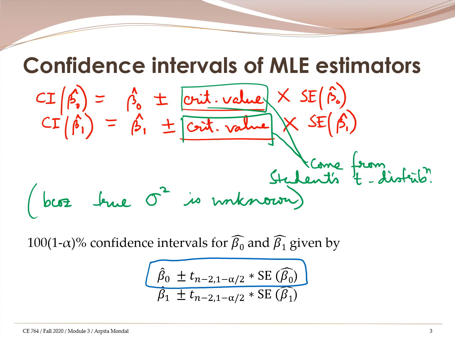So this becomes the new critical value for beta naught hat. And similarly, for beta 1 hat, it would be beta 1 hat plus and minus the critical value, now coming from the t distribution, so t with n minus 2 degrees of freedom and 1 minus alpha by 2 probability, times of course the standard errors. So this is how we obtain the confidence intervals of these MLE estimators of the regression coefficients beta naught hat and beta 1 hat.